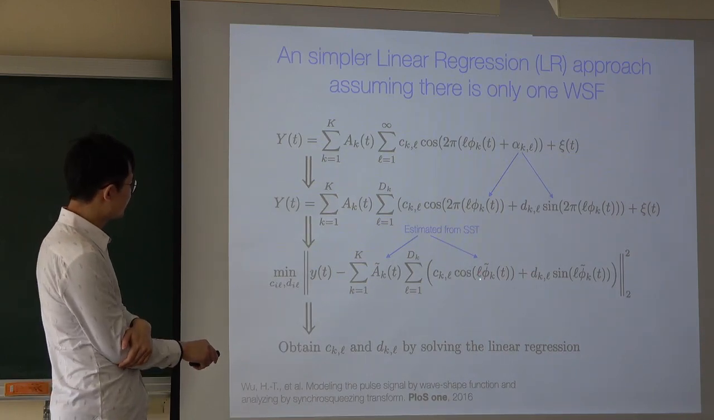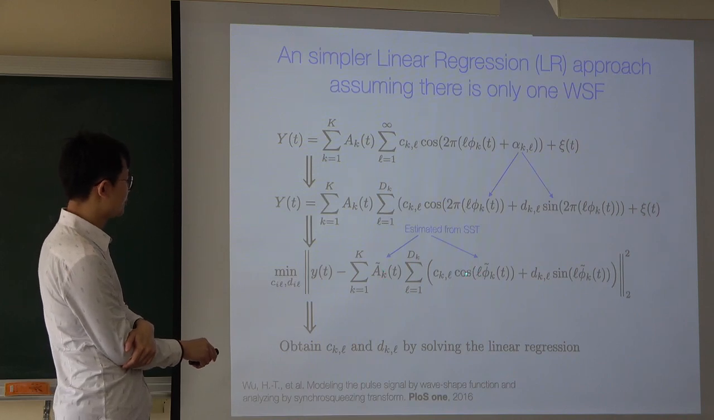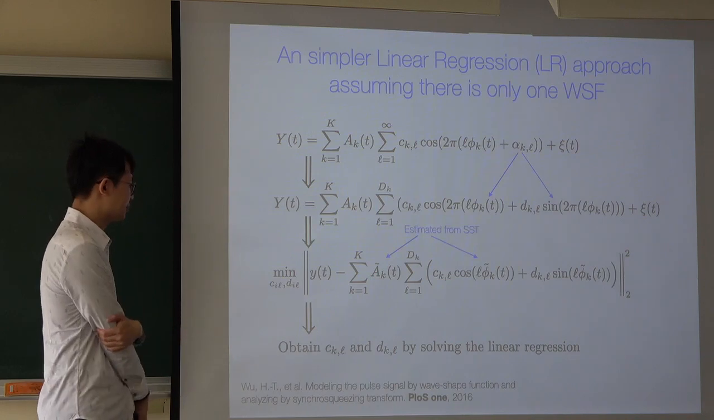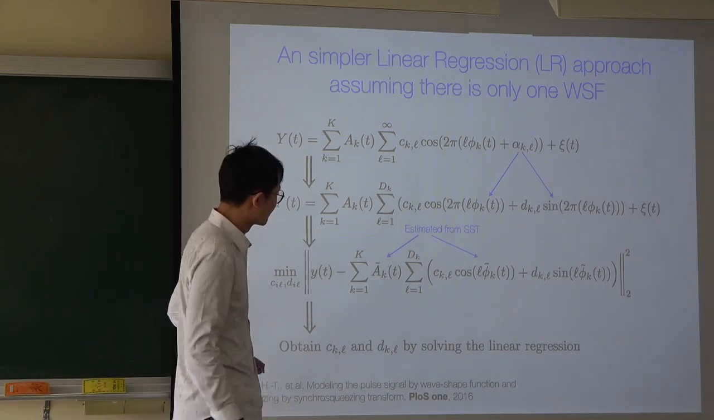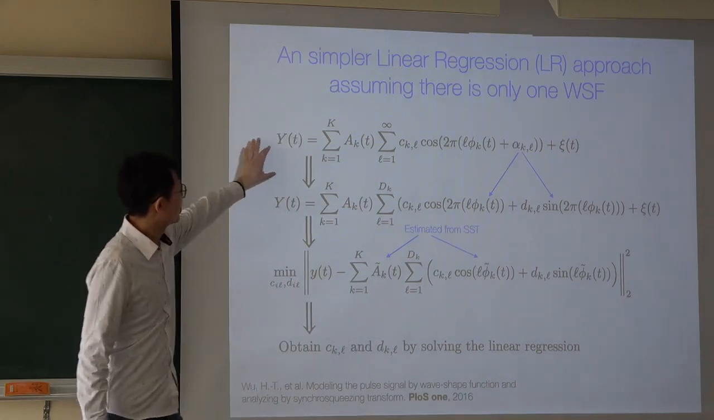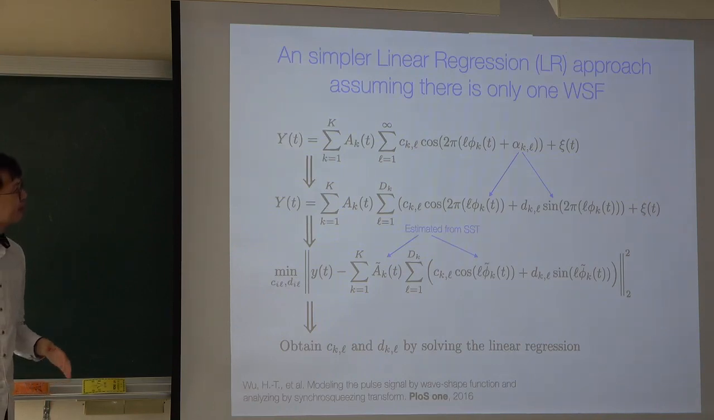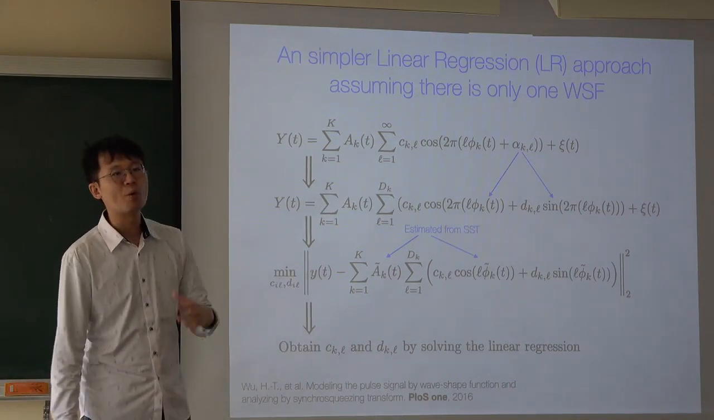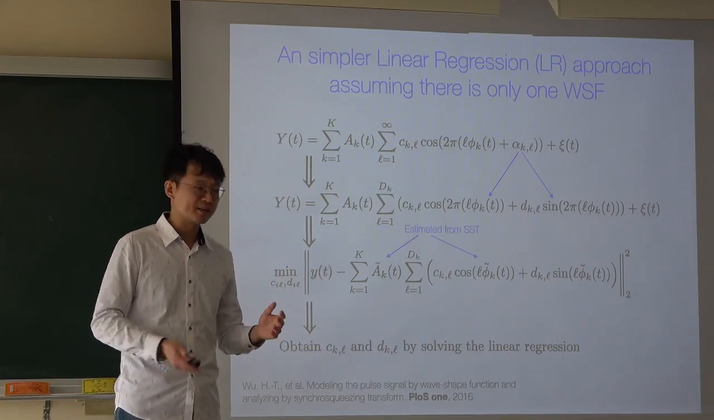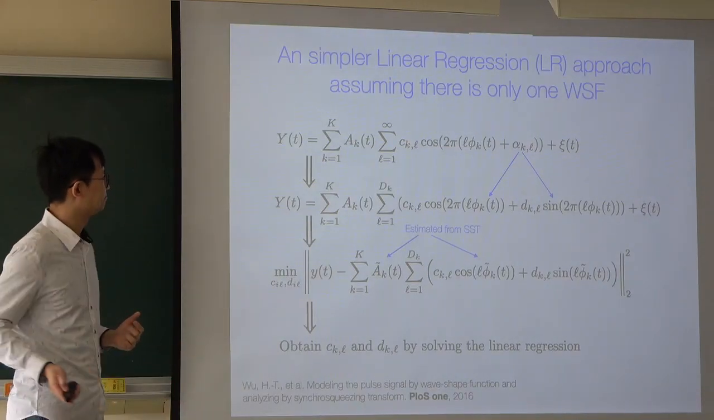And then you just solve this linear regression problem. You can see the regressors are those: this is a regressor, A tilde k t times cosine, and this is the coefficient. So this is a linear regression, and you can solve it quickly. So you get all the C and the D, and now you can get the decomposition of each harmonic. But again, this is under the assumption that there is only one wave shape function, so the performance is certainly not good. But it can serve as a good initial guess for the nonlinear optimization problem.